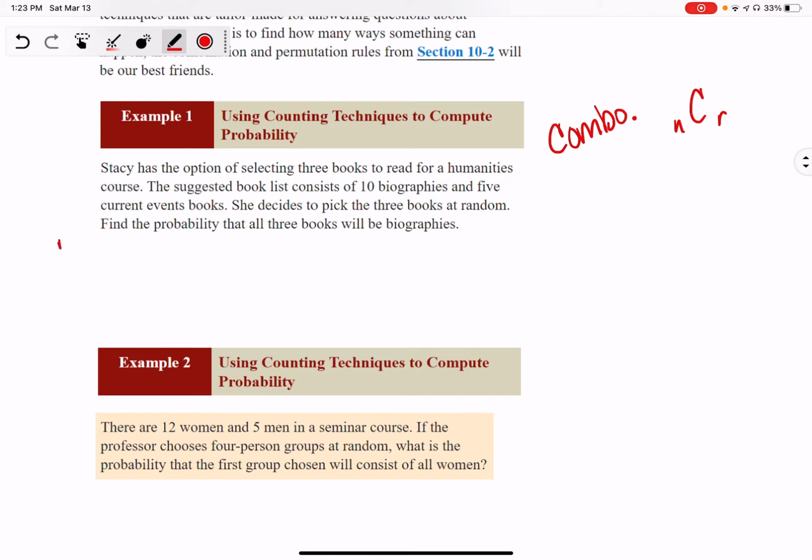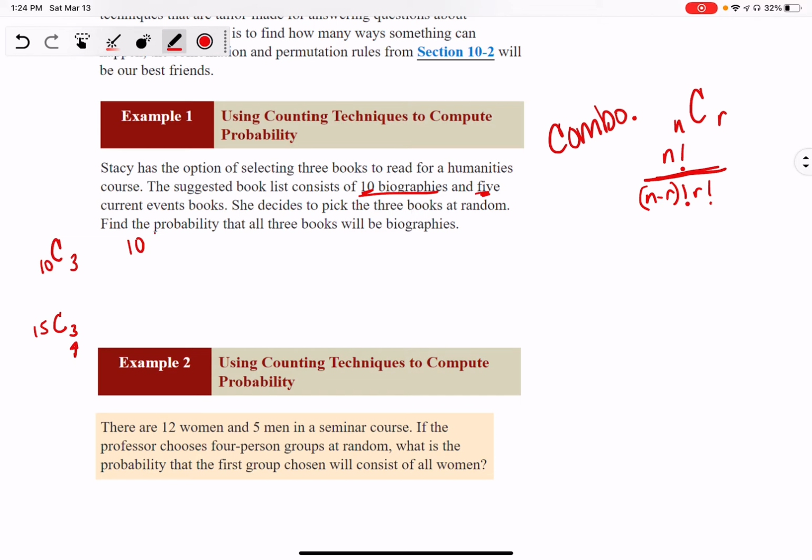So we're going to have to find the combination of our biographies, which would be 3 from that 10, and we'll also have to find the combination of the total books, which would be out of 15 books total. That's the 10 plus the 5, but we still want just those 3 books. Okay? So remember our combination formula is n factorial over n minus r factorial times r factorial.